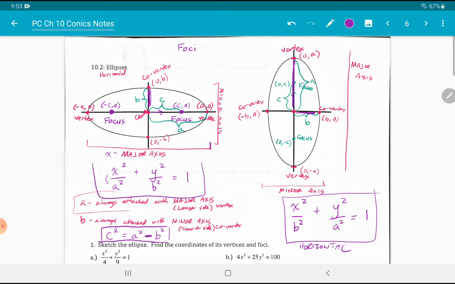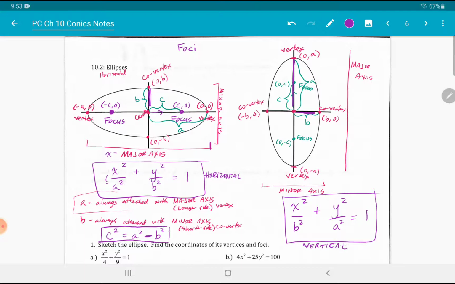So that's our equation of a horizontal ellipse. And then this is our equation for a vertical ellipse. Oops, I'm sorry, I'm not writing it correctly. This was the horizontal ellipse. And this was a vertical ellipse. I apologize for that.